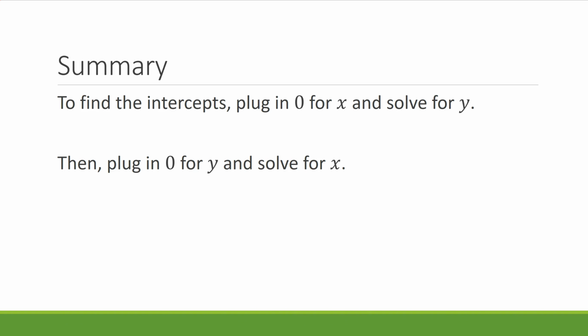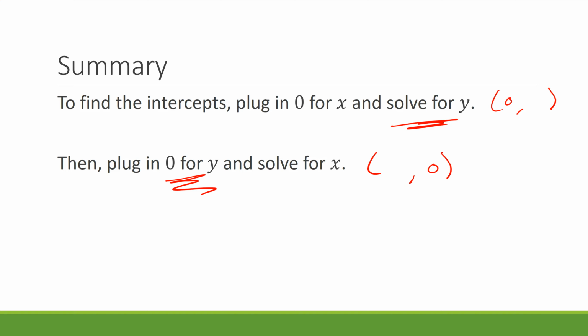Just a summary. To find the intercepts, plug 0 in for x and solve for the y. That'll give you 1 point, the y-intercept, 0, comma, something. Then you can plug in 0 for the y and solve for x. That'll give you something, comma, 0, and that'll be the x-intercept. So if I find those 2 intercepts, I'll be able to plot the graph.